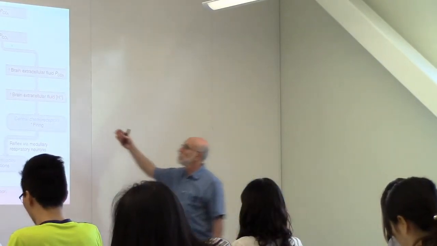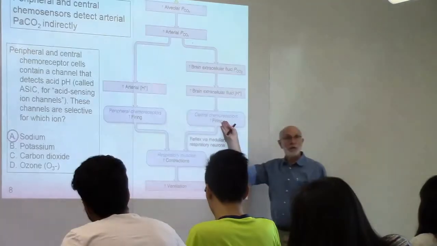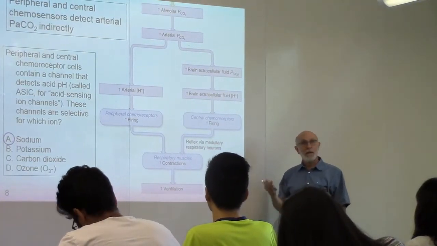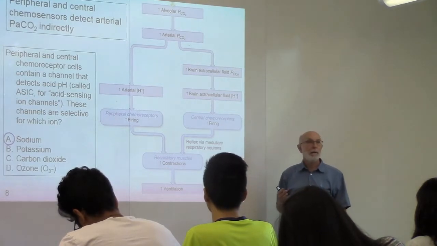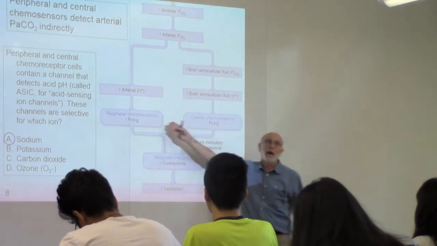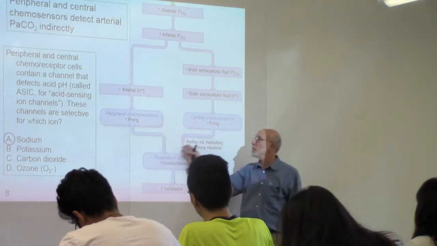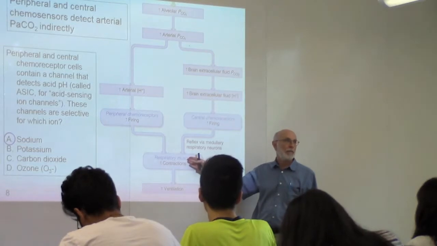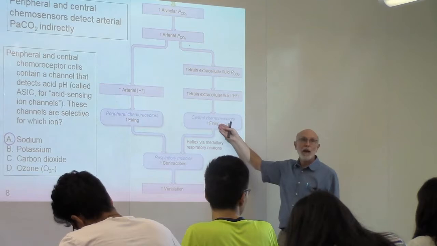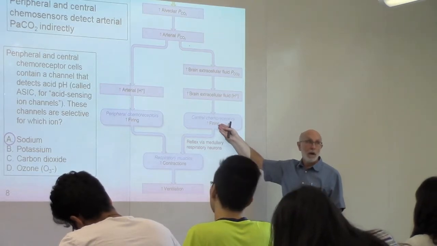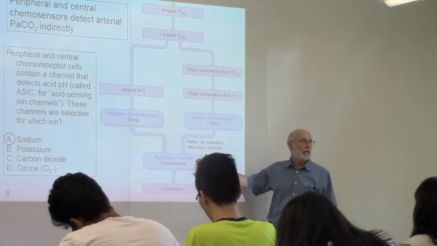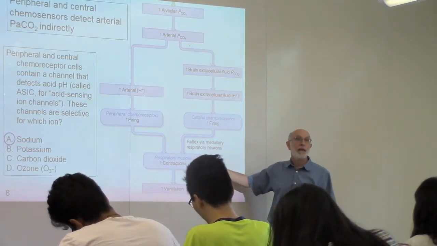So the peripheral and the central chemoreceptors express a channel that opens in response to acid and causes depolarization, which causes increased firing. And now we get into some complicated reflex neurophysiology, but it doesn't have to be complex. Increased firing of these input neurons and an excitatory synapse just means that we have increased firing of these output neurons and increased ventilation.